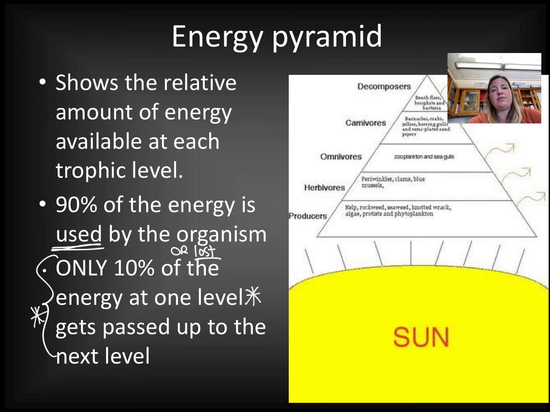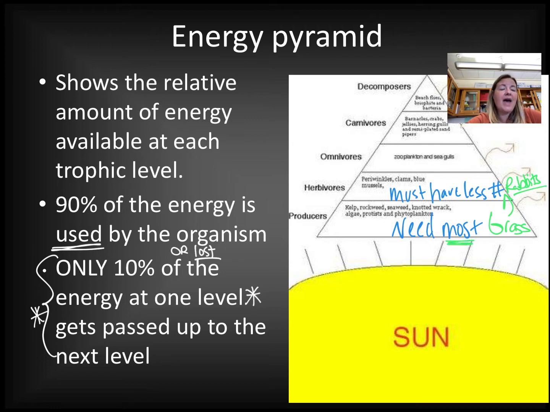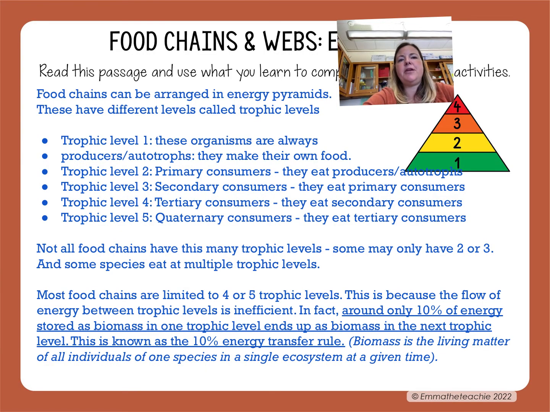If you think about this for a minute, we have to have a lot more grass available for the rabbits to eat. If we had more rabbits than we did grass, there wouldn't be enough food available for all of those rabbits. And the majority of the reason for that is because of the lack of energy transfer and only 10% of the energy passing from one level to the next. So energy pyramids show us how much energy is available at each of the different trophic levels.